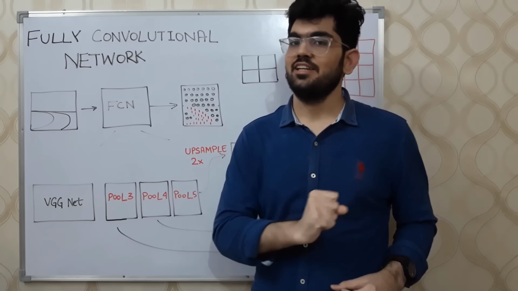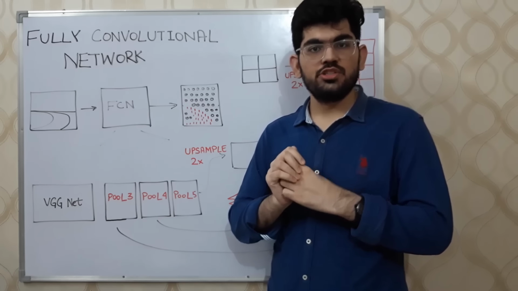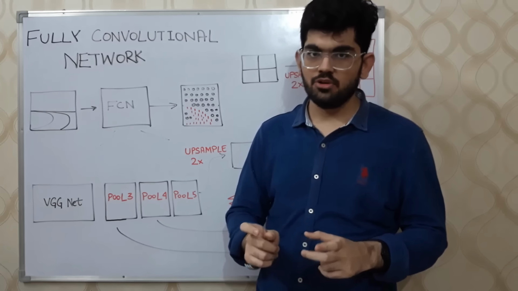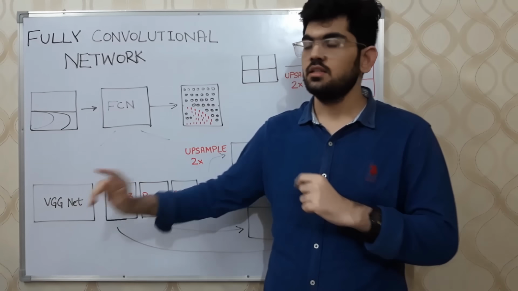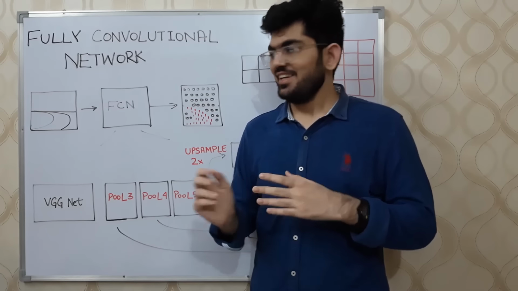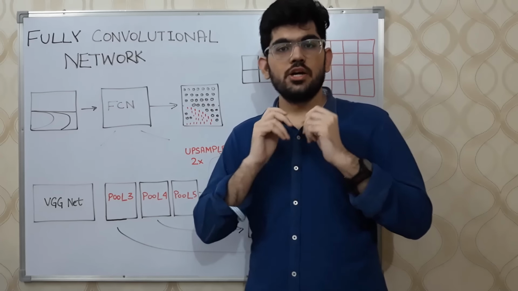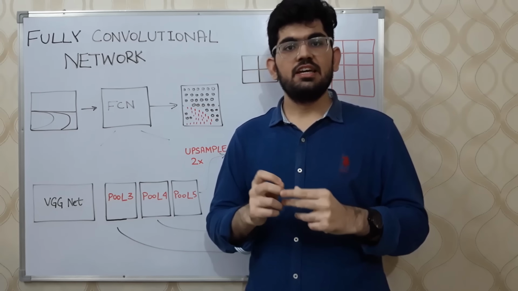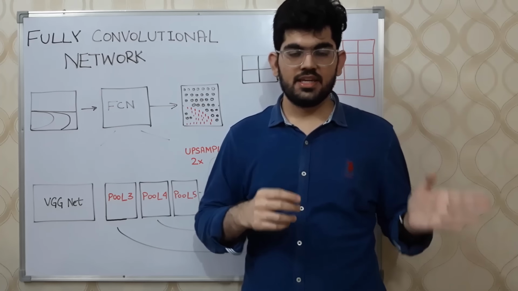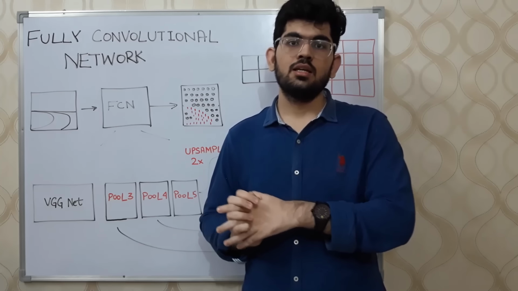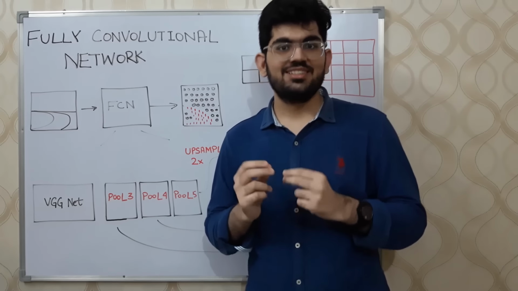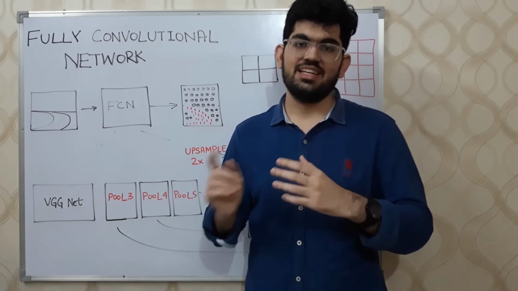Now, since we have understood what the upsampling operation is all about, let's discuss the architecture of the fully convolutional network. For the fully convolutional network, we require a backbone network, which is an image classification network called VGGNet. Now, what is image classification and what is VGGNet? Image classification is a problem where we are given an input image and we are required to decide what is present in that image, or we can say the computer is required to decide what is present in that image.